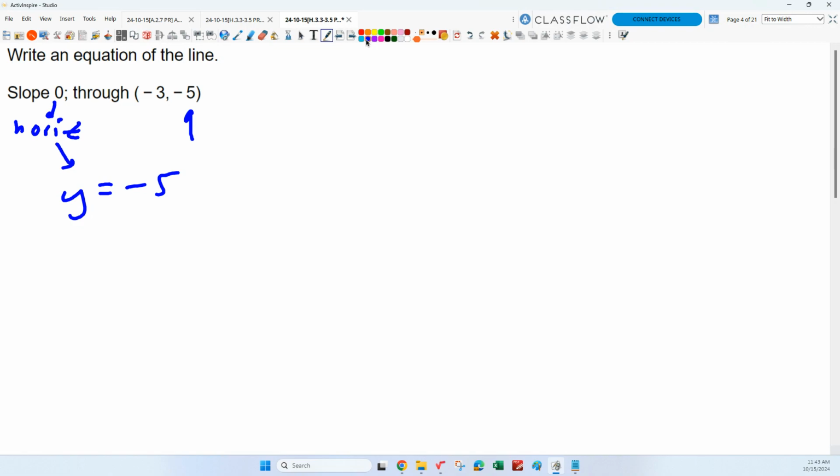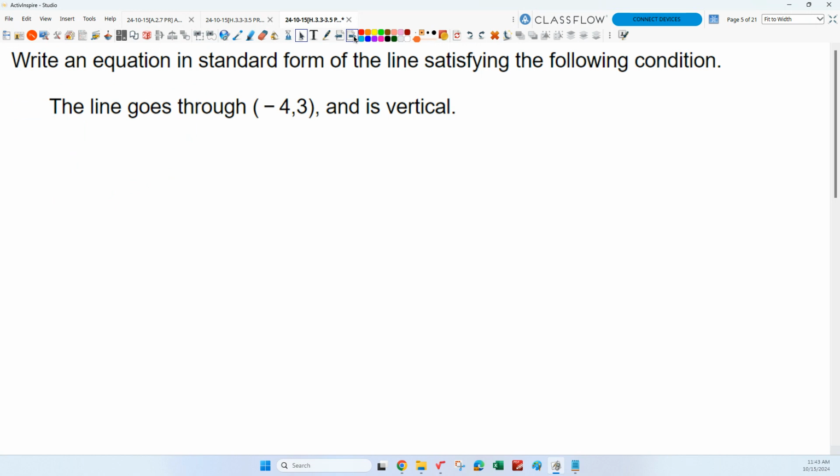Okay. How about that one? Show me with your arm what that looks like. Okay. What coordinates are all the same? X. So it must be an x equals, right? X equals what? -4. There it is. Piece of cake.